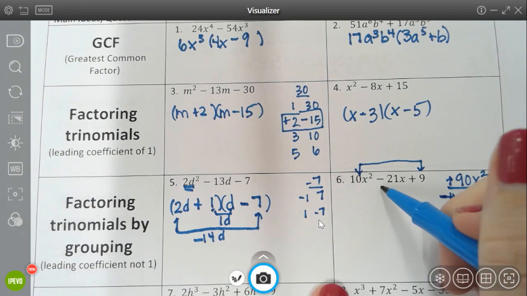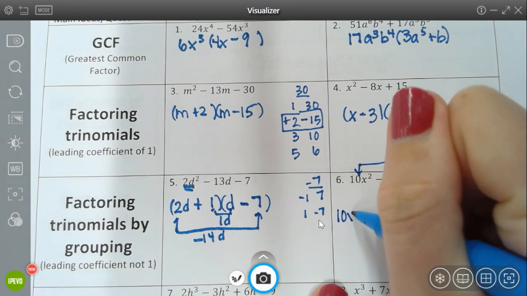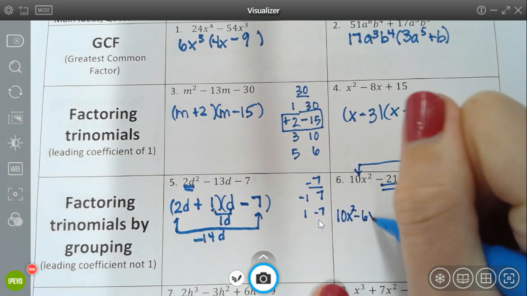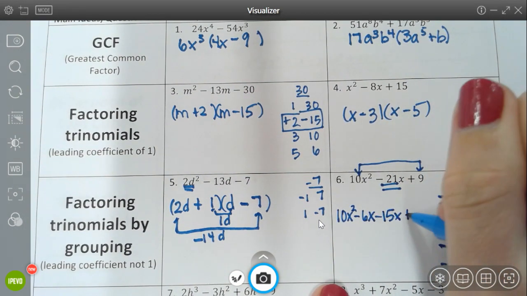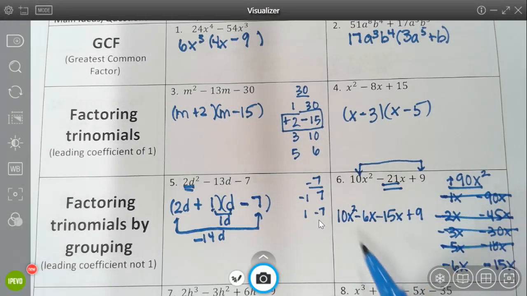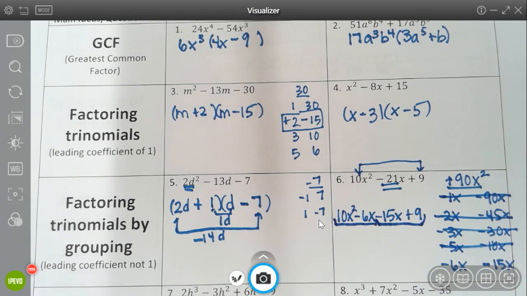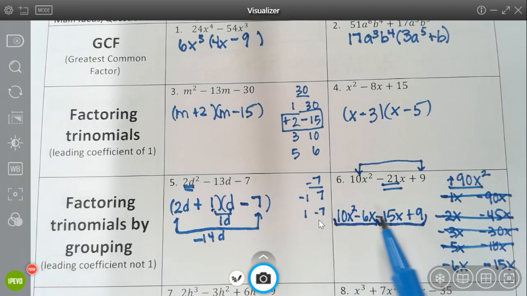So what I'm going to do now is replace that middle term with both of those. So I'm going to split up negative 21x into those two parts. And once I split it up into these four terms, now I'm going to use that factoring by grouping technique. And in factoring by grouping, you look at each part of that polynomial, you break it up into two pieces. So we're going to look at the first two terms and find a GCF, and then we're going to look at the last two terms and find their GCF.